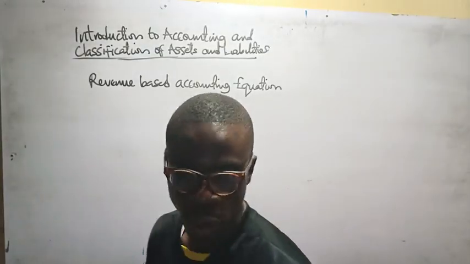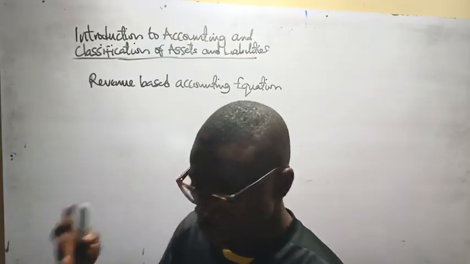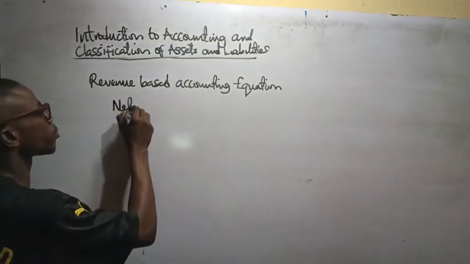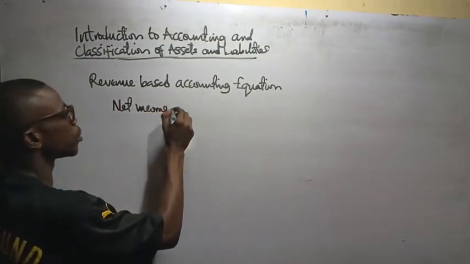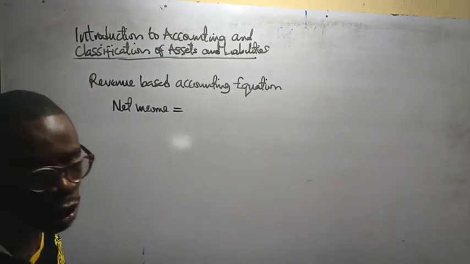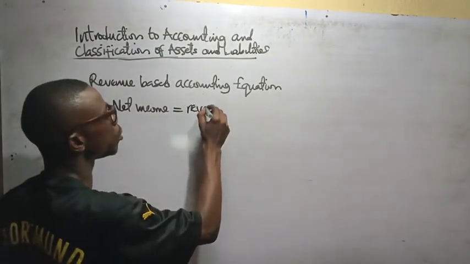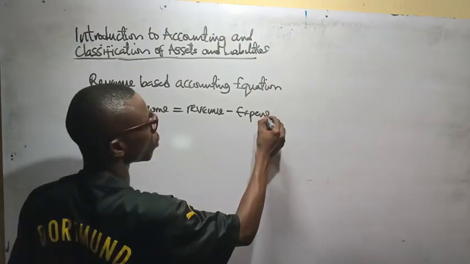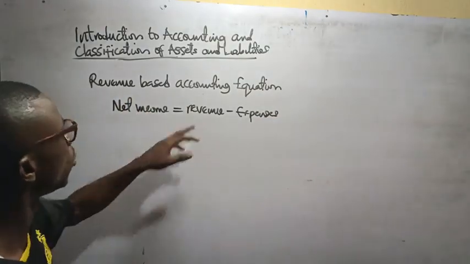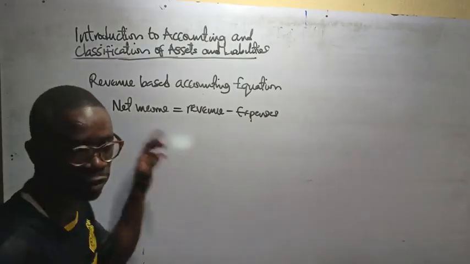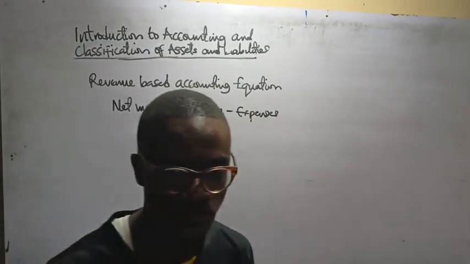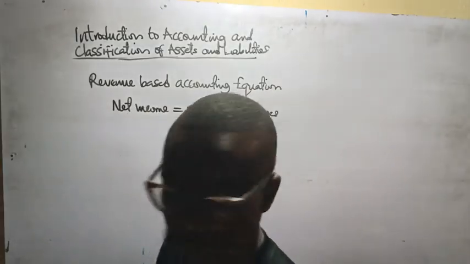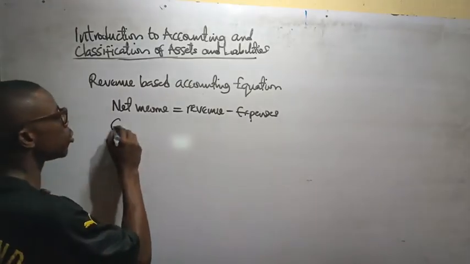So let's now go to the accounting equation based on revenue. We have net income. Net income is revenue minus expenses. So when you remove your expenses from your revenue, you have net income. Am I communicating now? Also, this formula can be changed. You may be asked to calculate your gross income. So how do you calculate gross income?